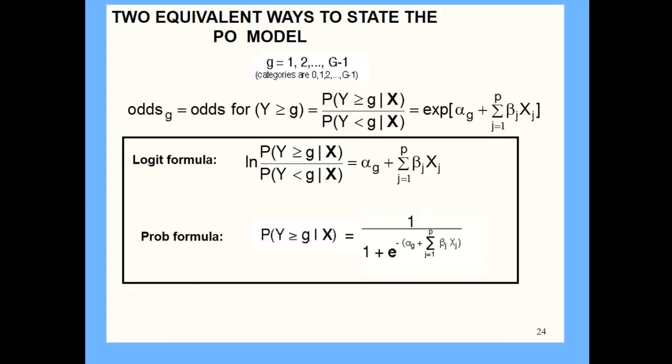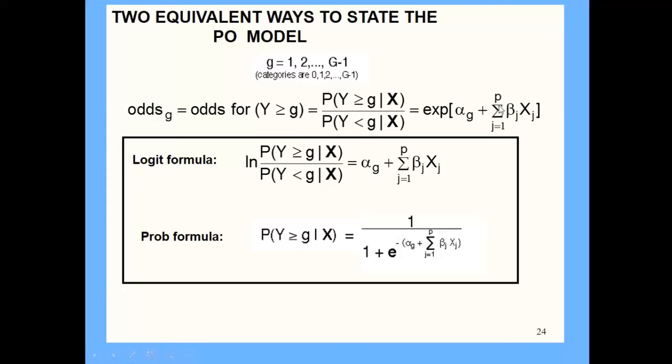An alternative, equivalent way to write the model is to take the log odds, and you'll wind up getting the log odds equal to the linear part of this model. Why is this the log of an odds? Because this is the probability that y is greater than g divided by 1 minus that probability, which is the probability that y is less than g. So this is an odds. And the mathematics will show you that the log odds is this linear function. That also means that the odds has to be e to that function.